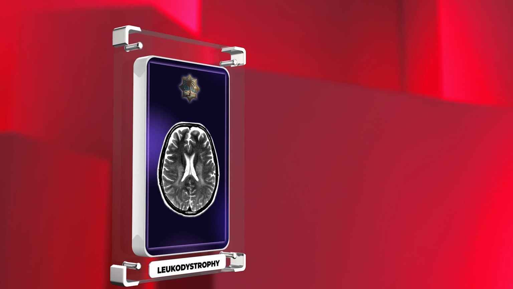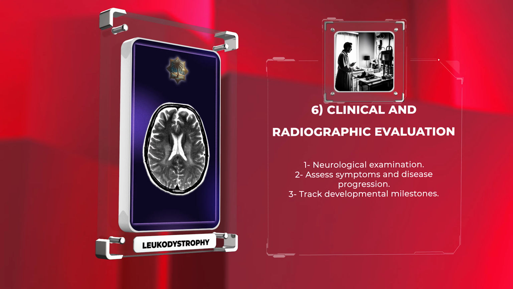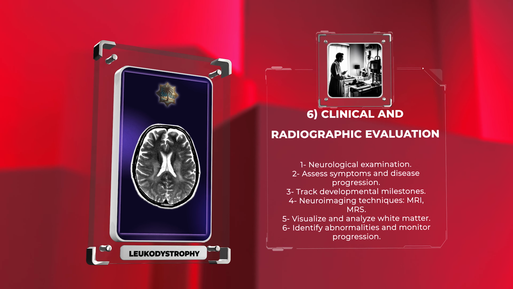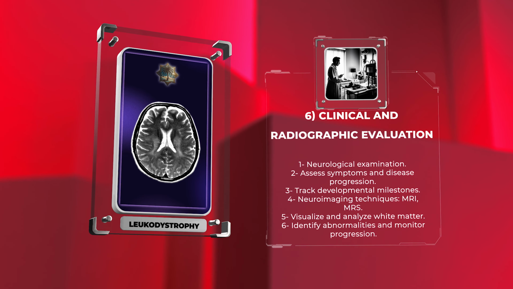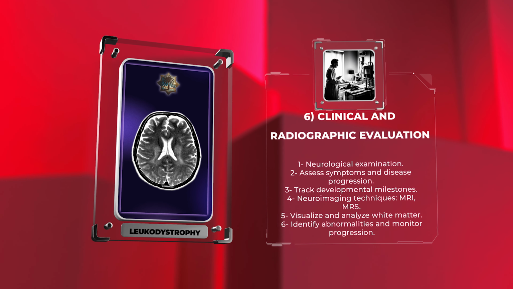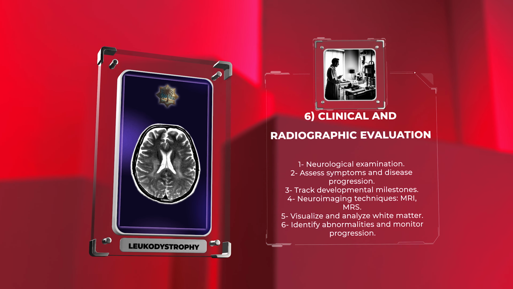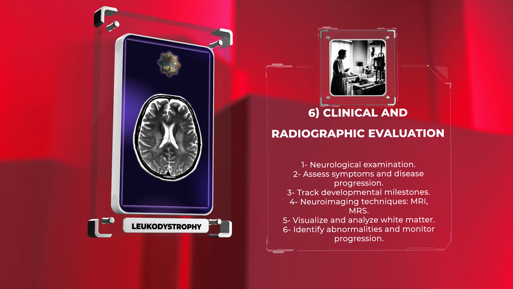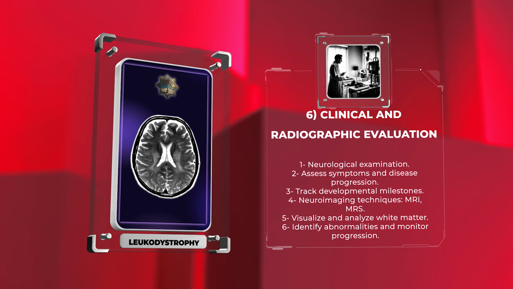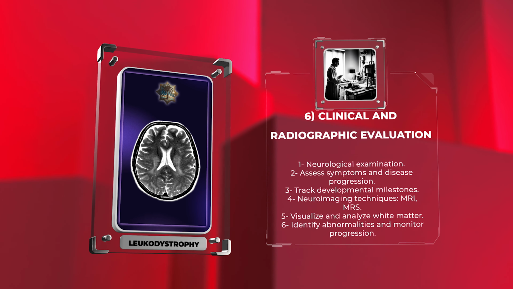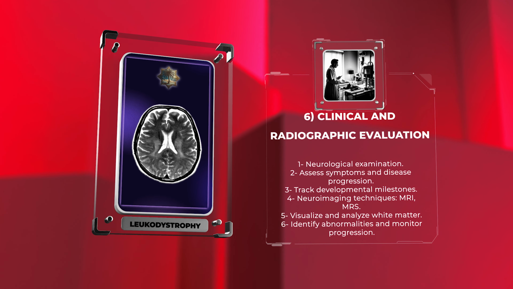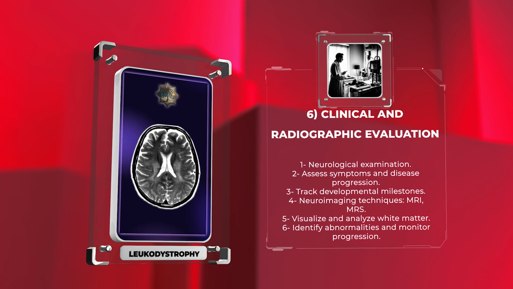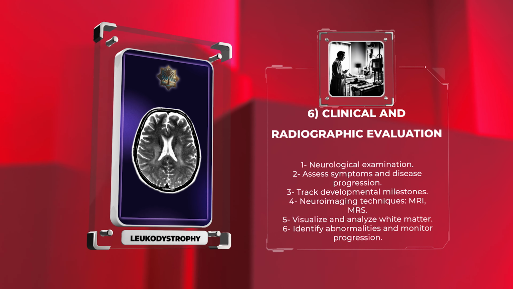When evaluating patients with leukodystrophies, clinicians conduct a thorough neurological examination to assess their symptoms and determine disease progression. Additionally, the evaluation involves tracking developmental milestones to identify any delays or regressions. To confirm the diagnosis and provide prognostic information, neuroimaging techniques such as magnetic resonance imaging, MRI, and spectroscopy, MRS, are utilized. These imaging modalities play a critical role in visualizing and analyzing the brain's white matter, helping to identify characteristic abnormalities and monitor disease progression over time.